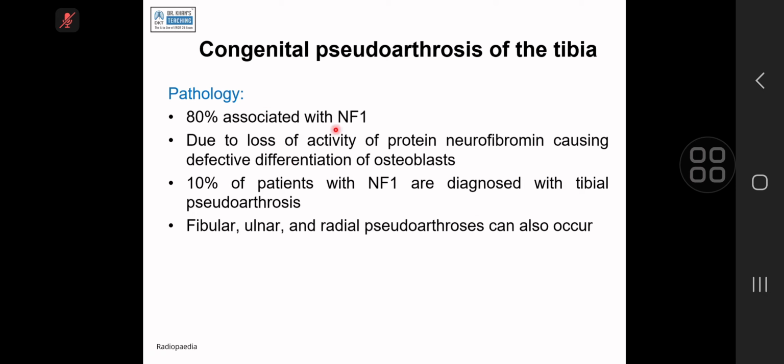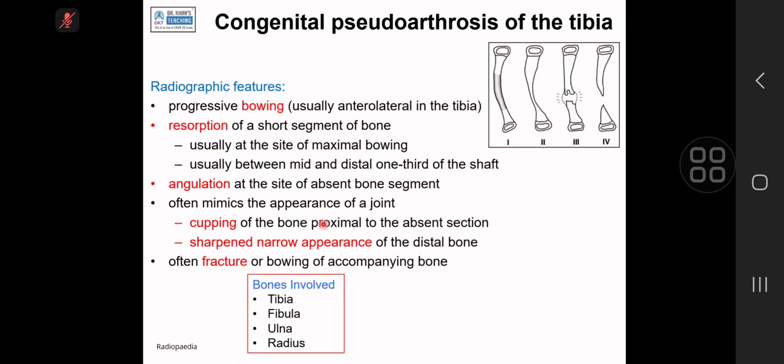80% of congenital pseudoarthrosis is because of NF1, 80% of them. But some of them might not be because of NF1. And 10% of patients with NF1 are diagnosed with tibial pseudoarthrosis, the other way around. Other bones can also be involved. This is again from Radiopaedia, and you can read it from there. Bowing, resorption, angulation, cupping, sharpened narrow appearance, fracture, etc. So many times this has to be removed, as in amputations and things like that.